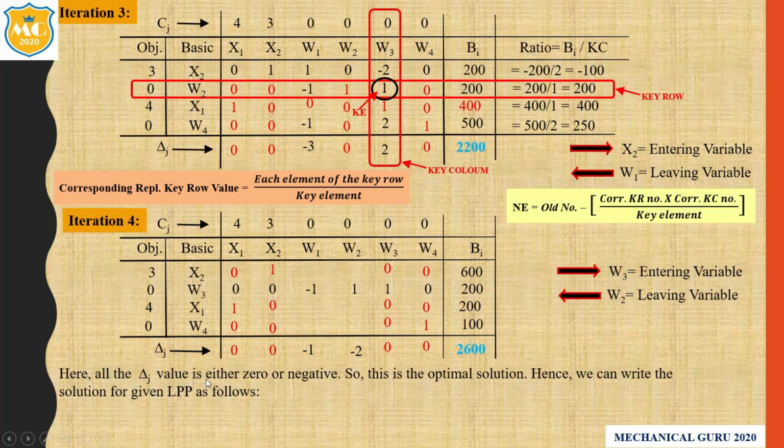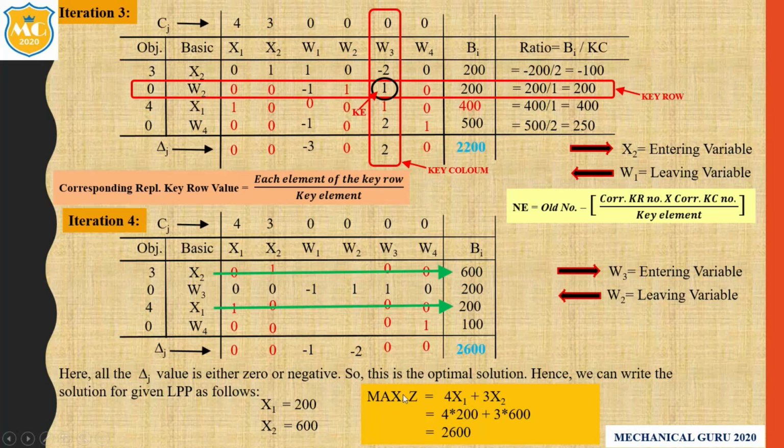So here all the delta J values are either 0 or negative, so this is the optimal solution. Hence we can write the solution for the given LPP as follows. So here the x1 value is 200 and the x2 value is 600. We put these values into our objective function, that is 4x1 plus 3x2. So here we get maximum Z equal to 2600.